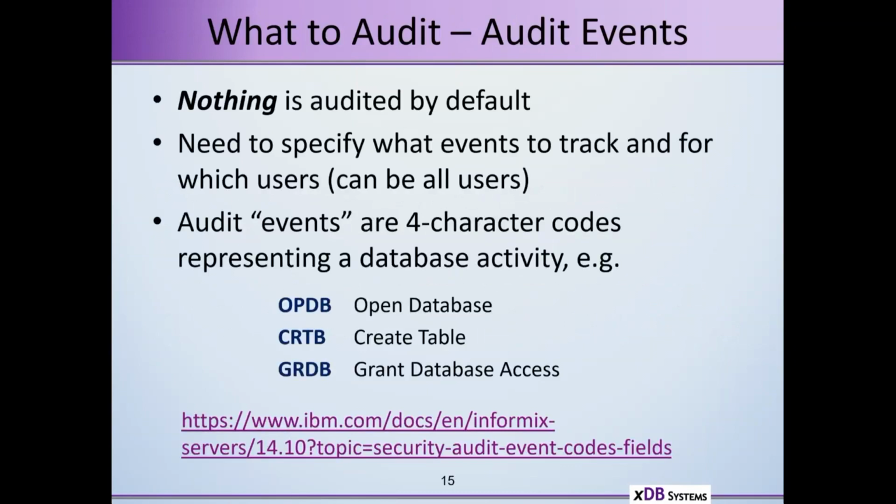Now, something important here, you can turn on auditing, yet you will not see anything captured in the audit files. So by default, nothing is audited. Instead, you then choose what events you are interested in auditing. And there is a big long list of those, and they're all 4-character codes. Here's a few examples: OPDB to open the database, CRTB, someone creates a table, we want that to be recorded, or another one, GRDB, grant database access.